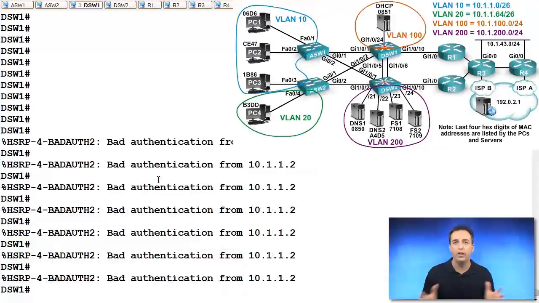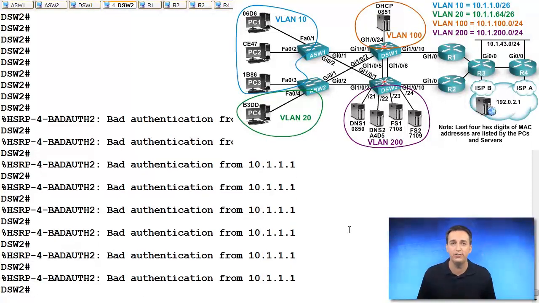Here's an example of HSRP authentication issues. It tells you. Look at that. HSRP, bad authentication from 10.1.1.2. If we go over to DSW2, bad authentication from 10.1.1.1. Wow. We can't miss that, that's for sure. So if we have syslogging turned on, whether it's to the console, to the VTY lines, or to a syslog server, we can double check and verify that authentication is or is not the issue. In this case, it's telling us clearly that authentication is bad.